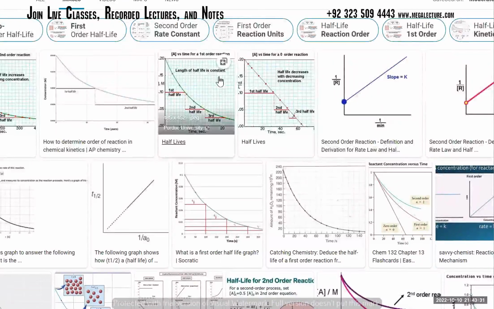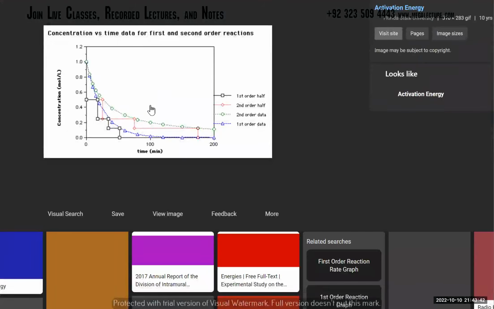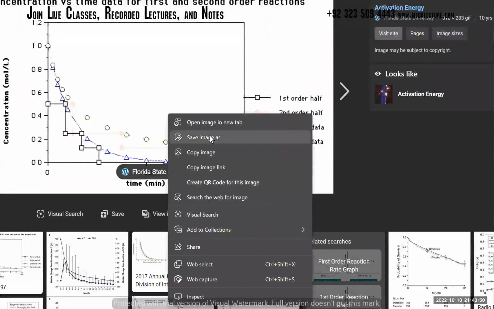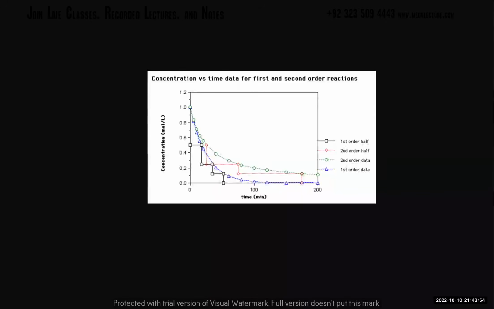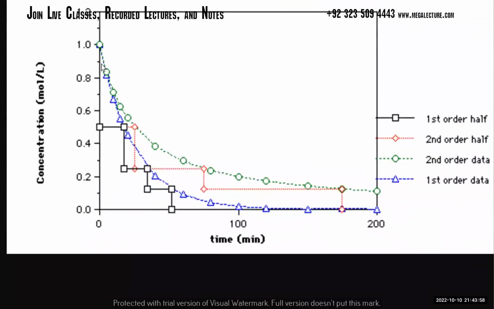So for a second order reaction, that's like constant half-life. One second, open image. So for this diagram, if you look carefully, that is first order.